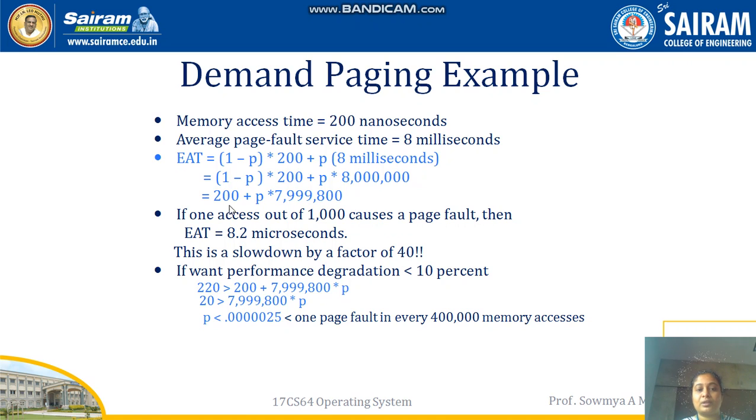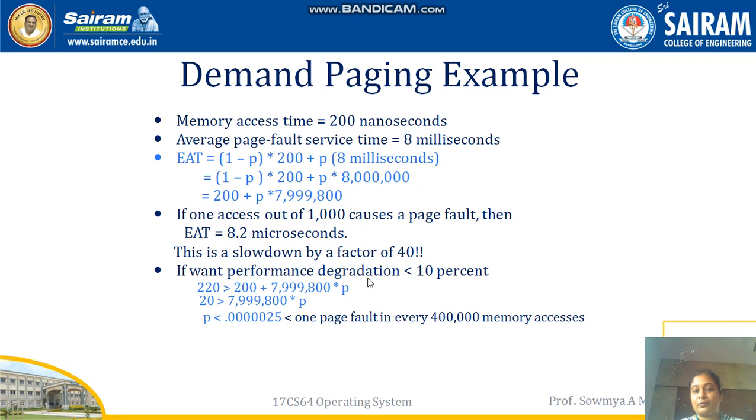7999800. So if one access out of 1000 causes a page fault, then the effective access time will increase to 8.2 microseconds. This slows down the system by a factor of 40.